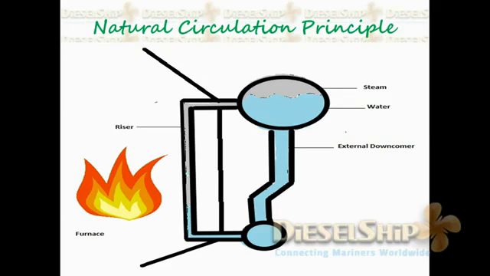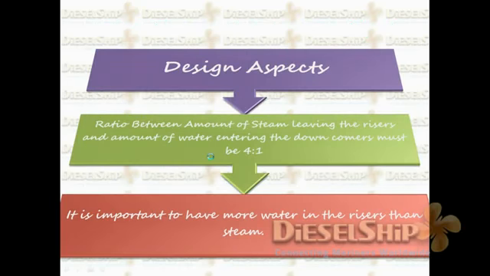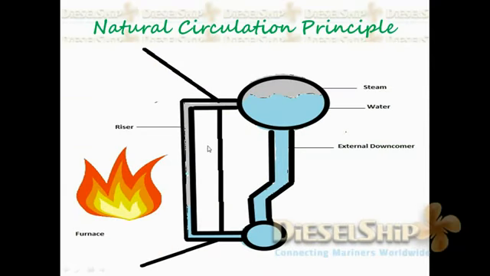This picture is drawn by me, and this is a symbolic representation of a recent generation boiler. Here you have an external downcomer. Assume this to be the boiler furnace refractory, and these are the generating tubes or the risers. Let's go back to this picture. So these are the risers, and here you have the steam and water drum. These are the external downcomers, which are outside the furnace of the boiler.